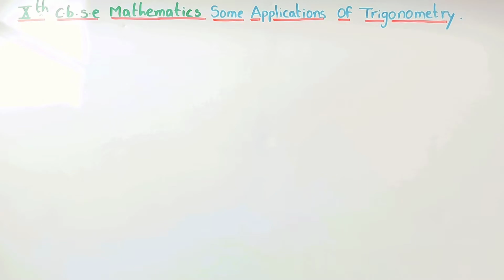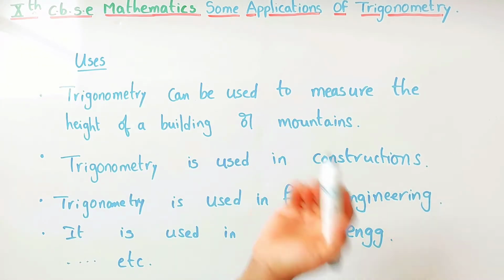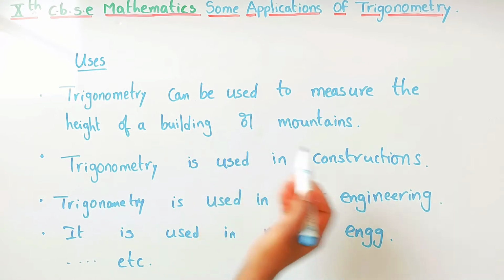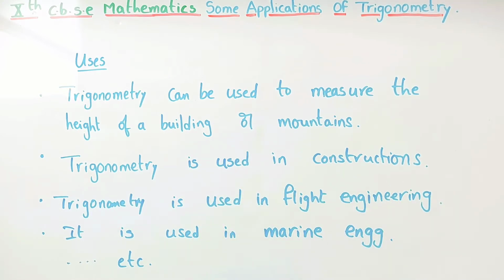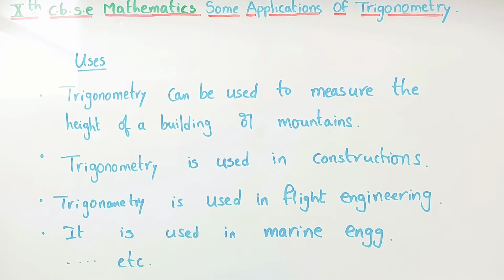Right children, we have learned trigonometric ratios and identities in the previous chapter. So here we are seeing applications, means uses, children. How we are using trigonometry. Trigonometry can be used to measure the height of buildings or mountains and distances also. Trigonometry is used in construction, especially to measure the height of a wall and parallel lines. Right children? Width of that wall. For that purpose we use trigonometry in construction. Trigonometry is used in flight engineering also and marine engineering also, children, to find out the angles and lengths, and so on, many uses. Right children?